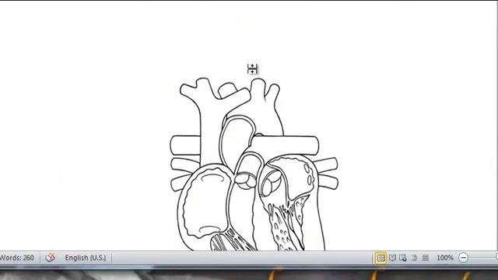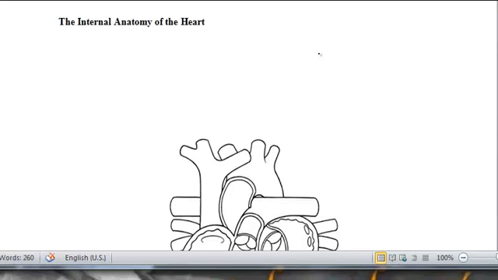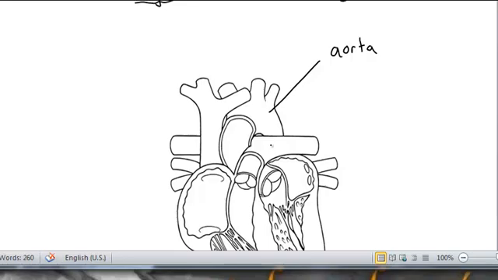Now we want to look at the internal anatomy of the heart. There's going to be some overlap here. Once again, we want to remember this is the right side of the heart, whereas this is the left side of the heart. And we'll start again with the aorta. I'm not going to remind you of the function. We've talked about it last day. And now just above here is your pulmonary trunk.